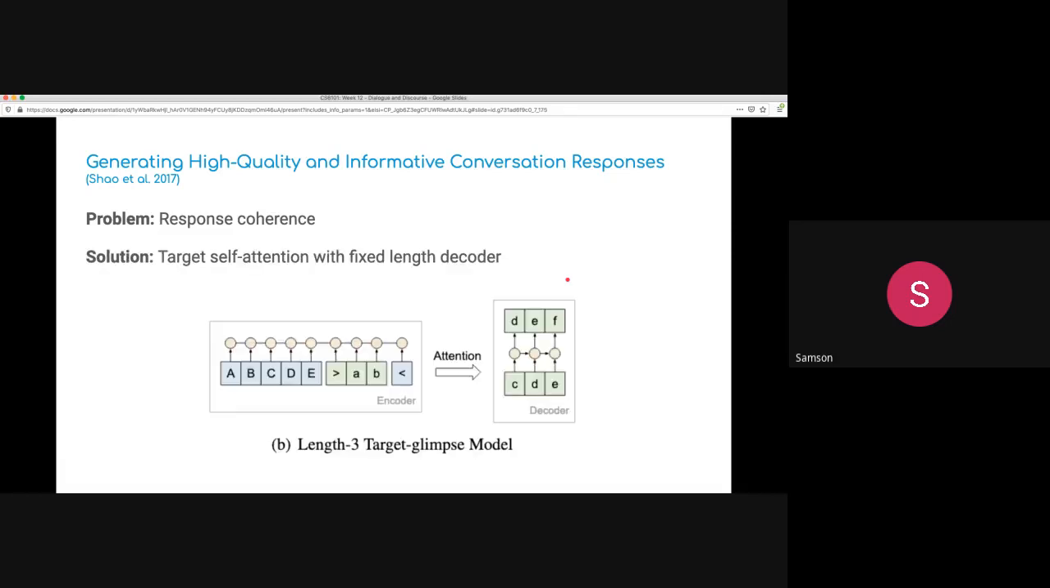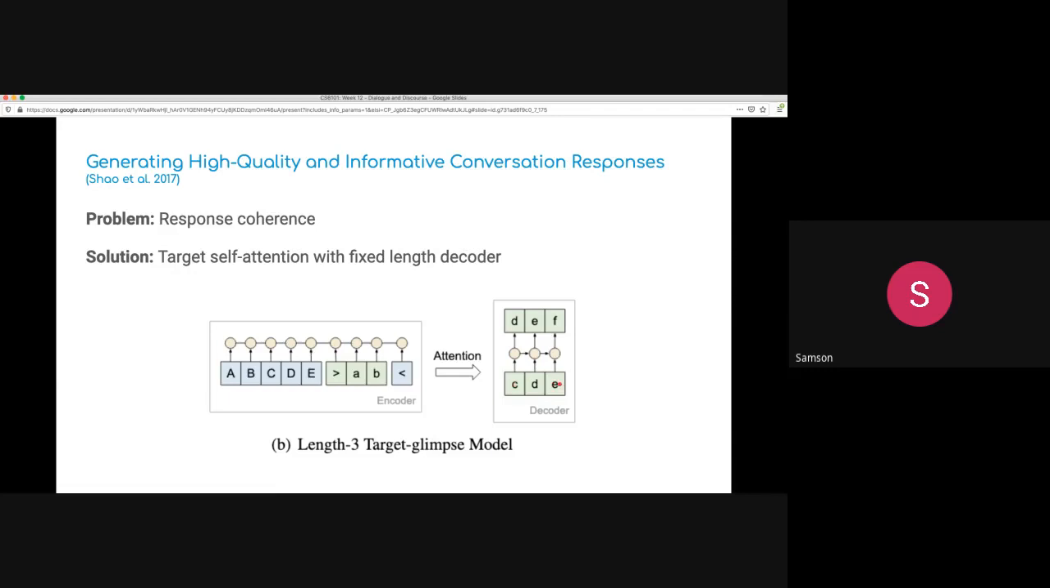So how they propose addressing the coherence problem is, they say, oh, we have self-attention in the decoder. The normal model has attention from the decoder to the encoder, right? Attention on the encoder states. But here what they're doing is they add the decoder states into the encoder, and then do attention on it. So it's basically self-attention because it's attending to its own input.